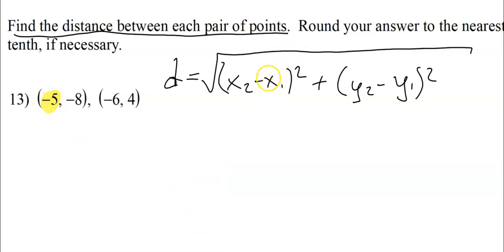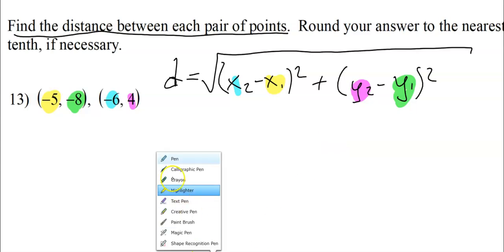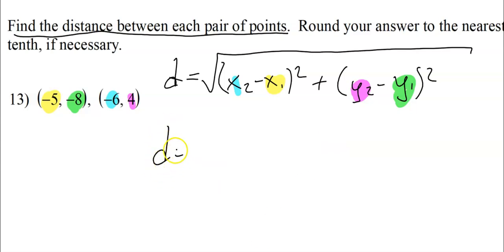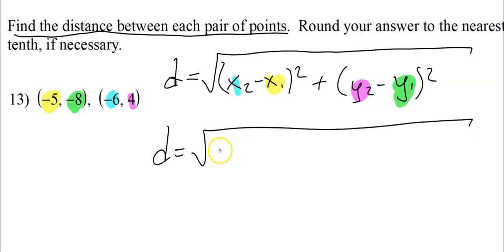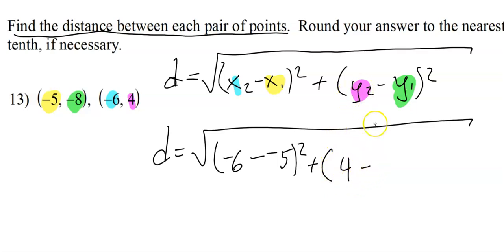So negative 5, that is my first x. Notice I didn't highlight the negative because that's part of the formula. Negative 8 is the first y. Negative 6 is the second x. And 4 is the second y. Like I said, I like to use colors because now it's just plugging into my colors. So the distance is the square root of blue, negative 6, minus yellow, minus negative 5 squared, plus magenta 4 minus green, negative 8, and square.